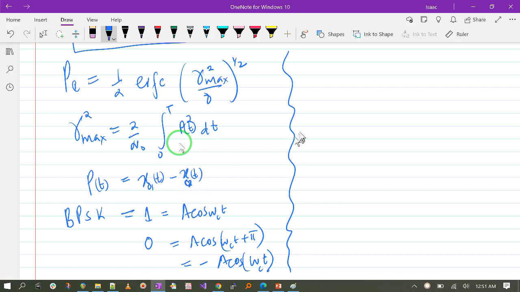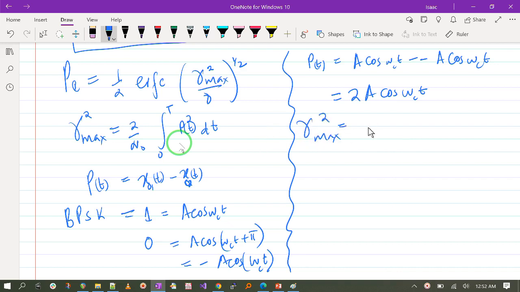Once we have been able to identify these two signals, we can evaluate p(t) to be A cos(omega c t) minus negative A cos(omega c t), which is equivalent to 2A cos(omega c t). So now all we need to do is to evaluate gamma max squared, which is equivalent to 2 over n naught, the integral over 1 period of p(t) squared.